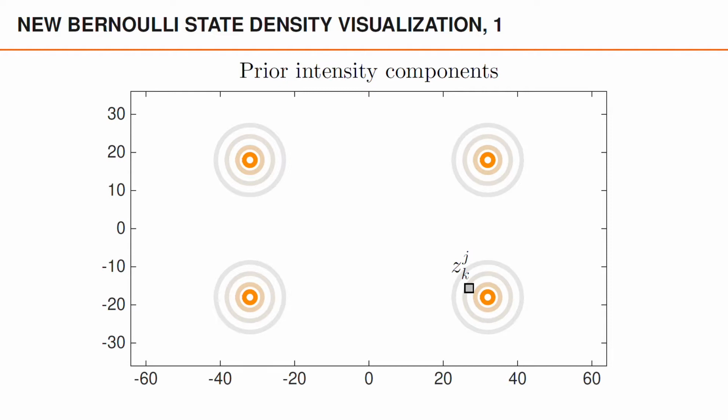So here we have a prior intensity where we show the different Gaussian components. In total, there are 16 components spread over 4 locations. The weights of the different components are illustrated by changing the color. Orange is higher weight, gray is lower weight. We also have a single measurement in the bottom right corner, close to the 4 Gaussians that are located there.